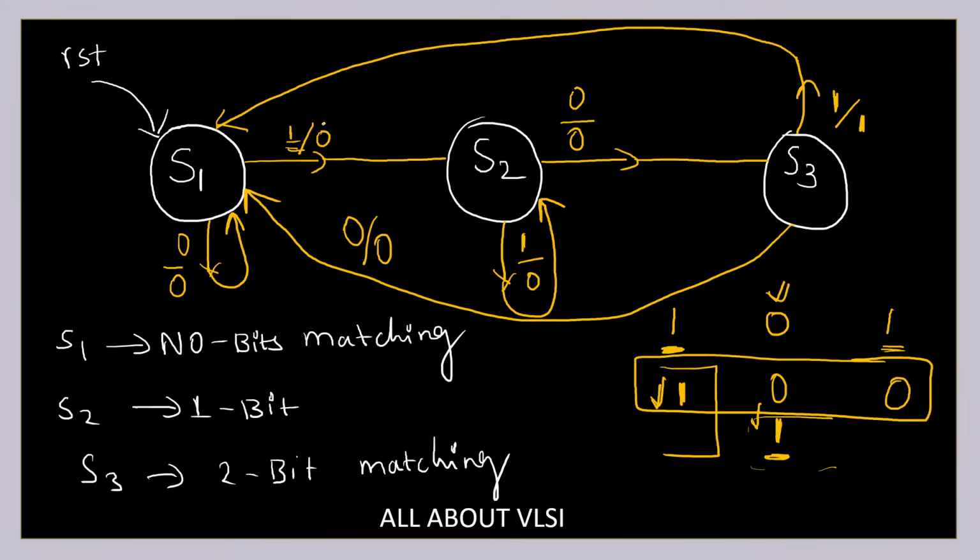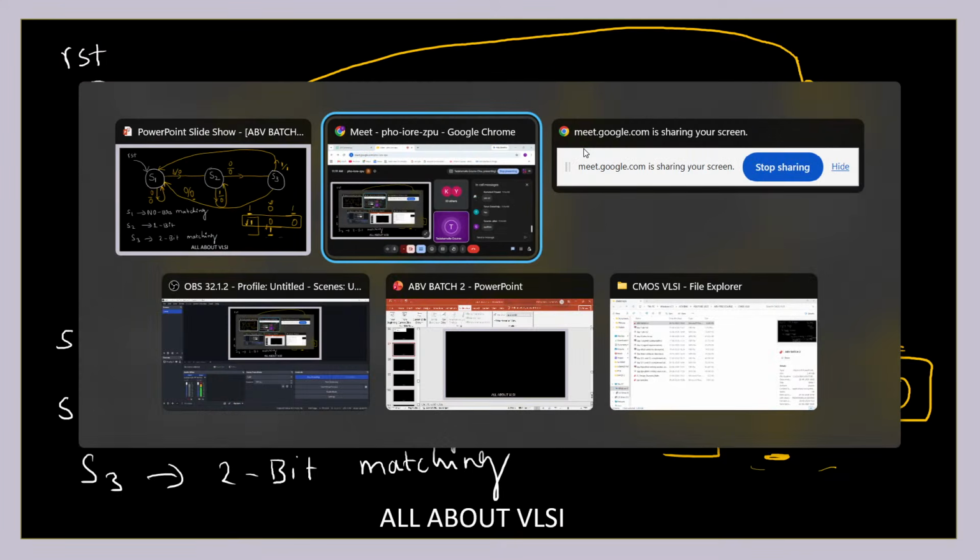And if you get 0, then it is 1, 0, 0. Your sequence is not getting matched. That's the reason you're going to S1 and your output is equal to 0. So this is how we design a Mealy non-overlapping FSM sequence detector. So is this clear for everyone? Anyone having any queries or any doubts in this?